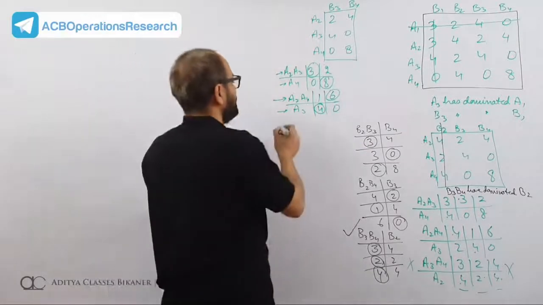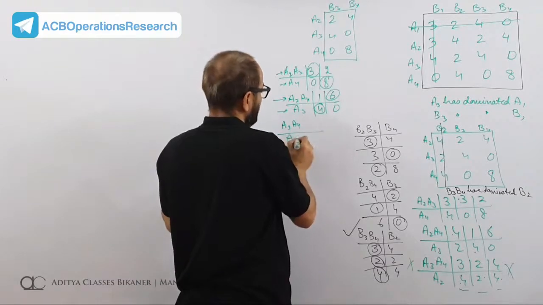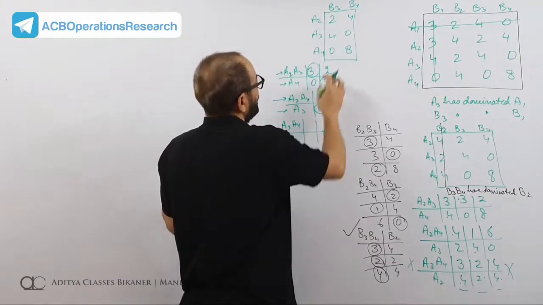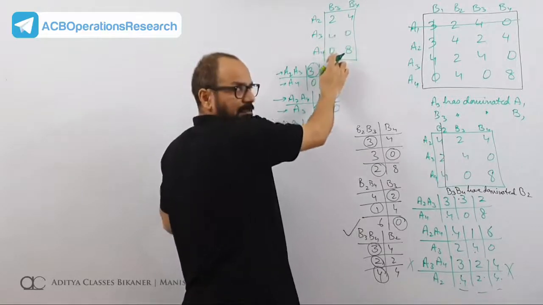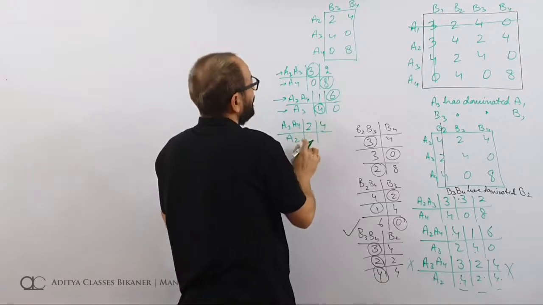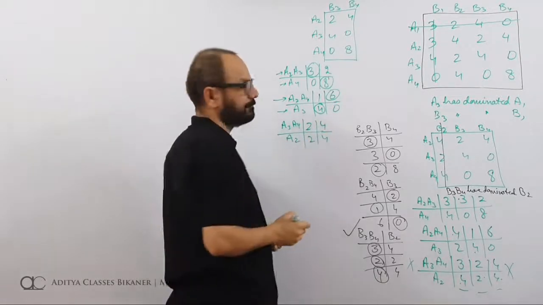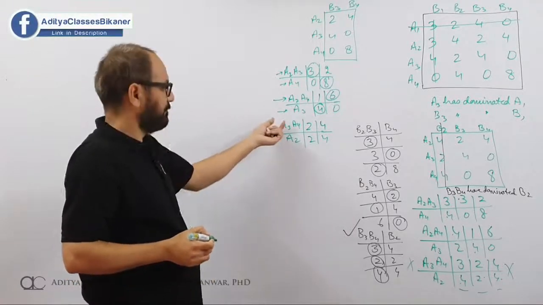Let us check A3 with A4 against A2. A3 with A4 would be 4 plus 0 is 4, divided by 2, and 0 plus 8 is 8, divided by 2 is 4. A2 is bringing scores of 2 and 4. A3, A4 together against A2.